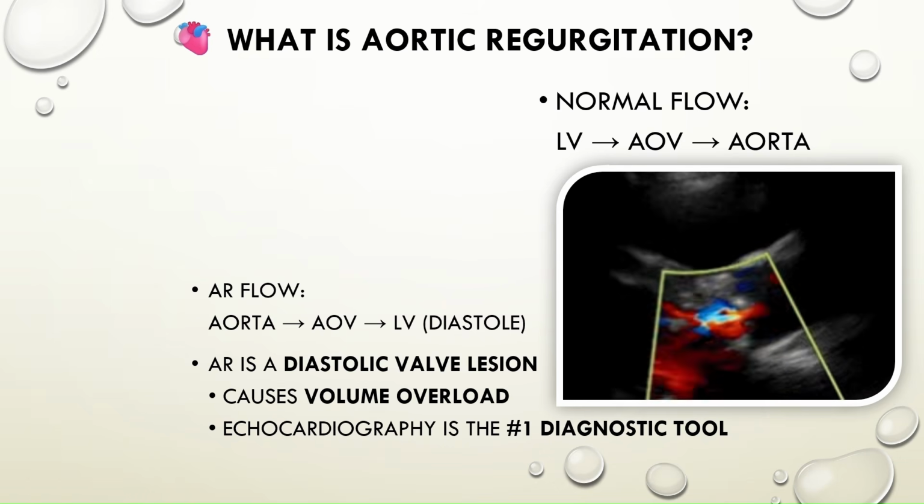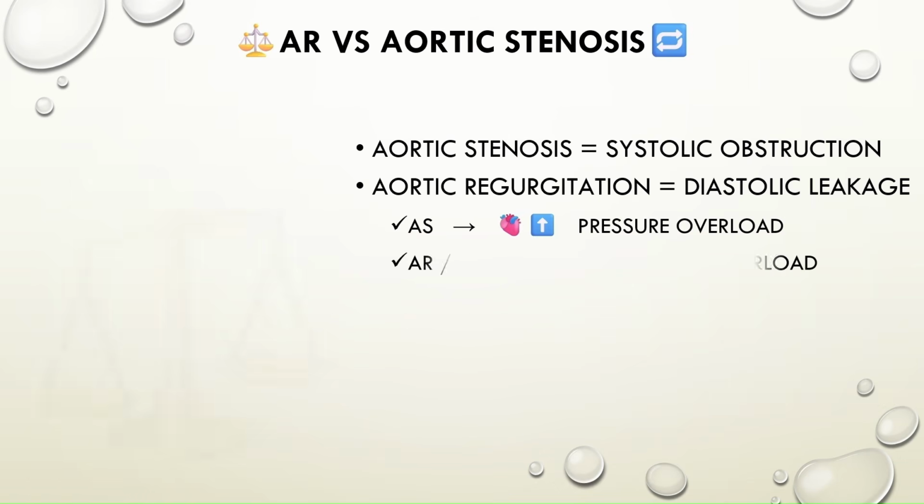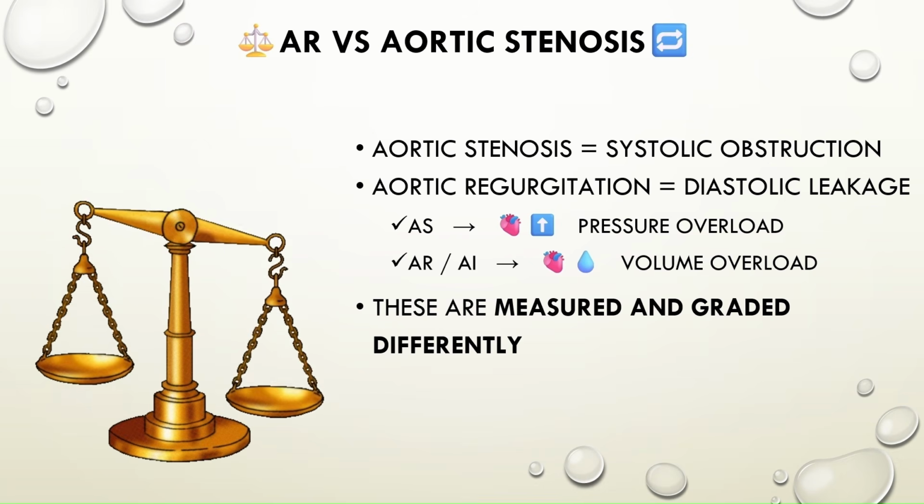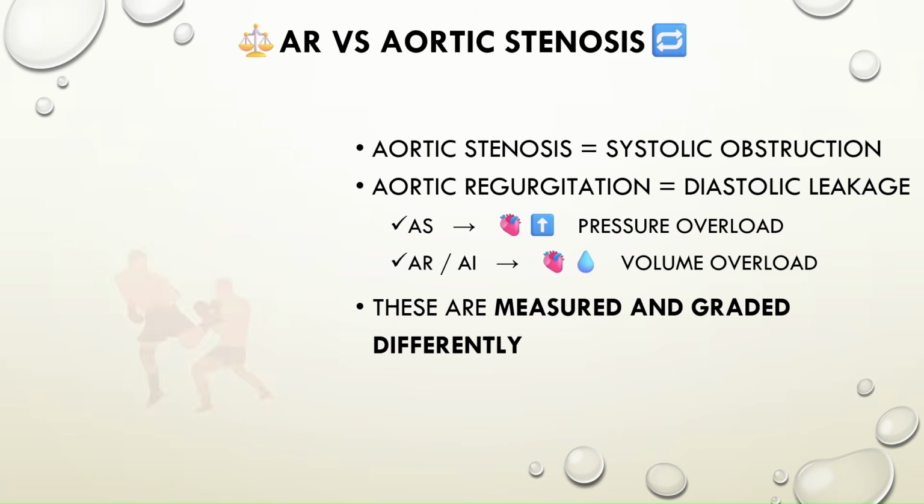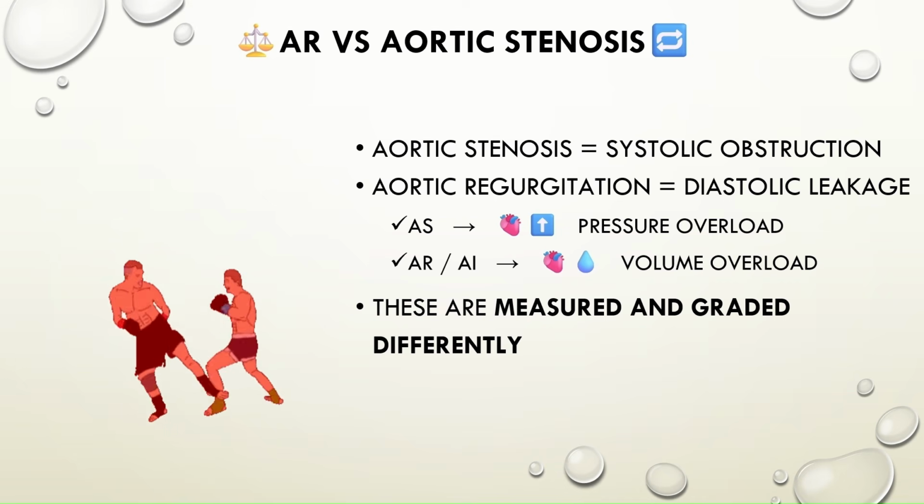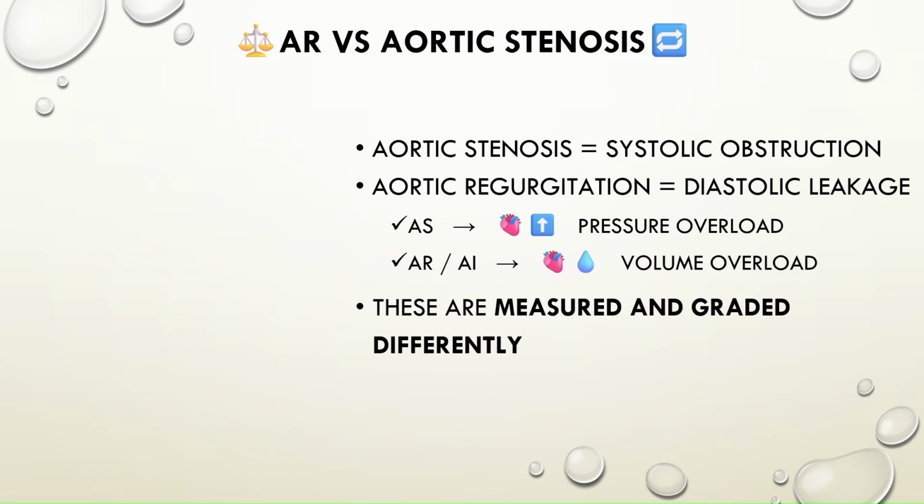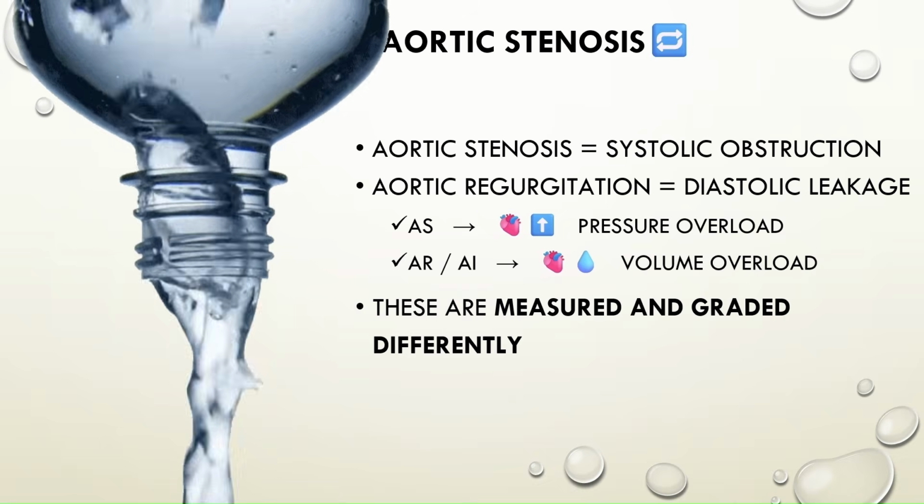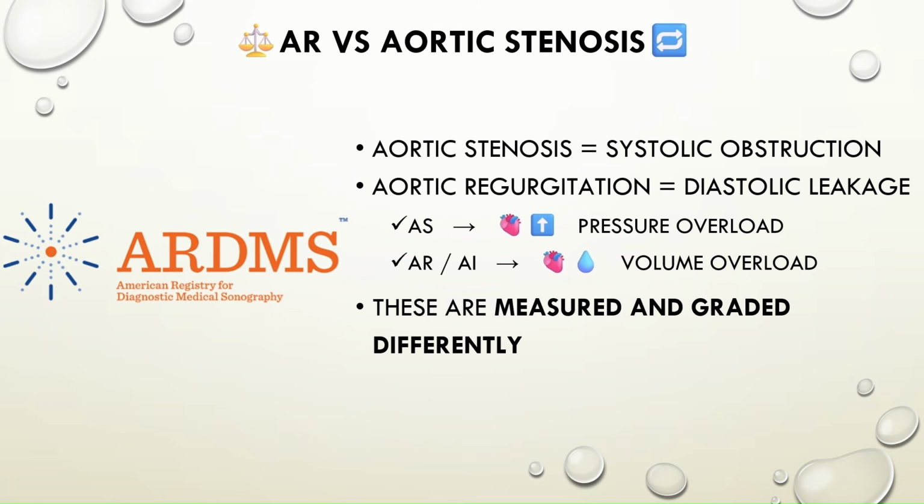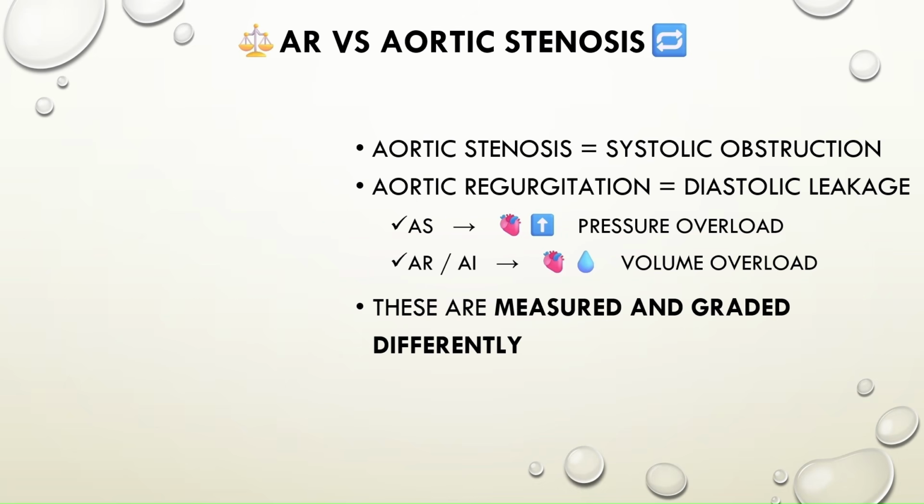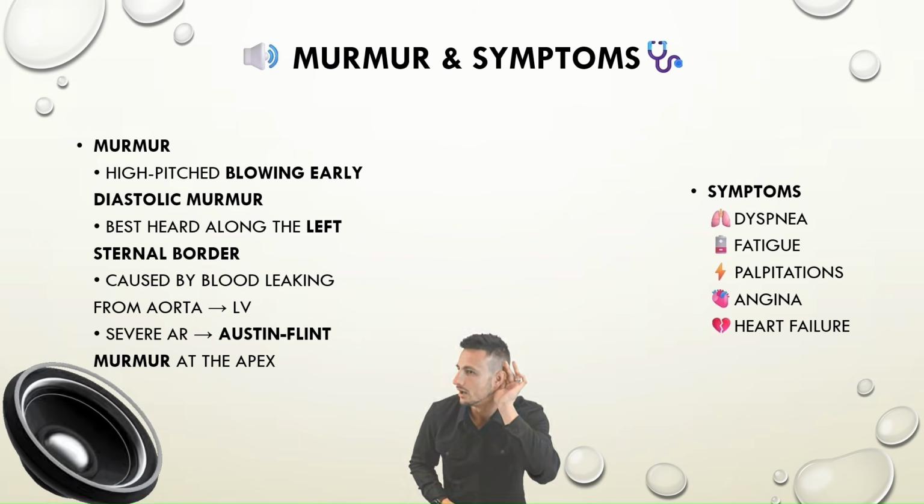So now, let's compare and contrast AR versus aortic stenosis. Remember, aortic stenosis blocks blood from going forward. Regurgitation lets blood leak backwards. One causes pressure overload, the other causes volume overload. For registry purposes, let's talk about the type of murmur that will be heard and the symptoms.